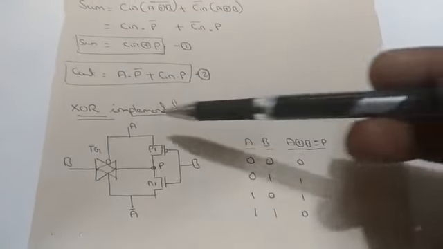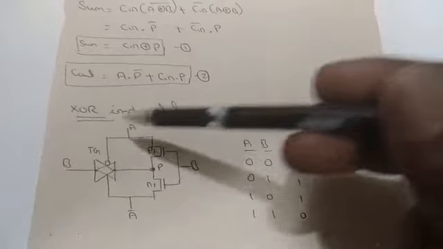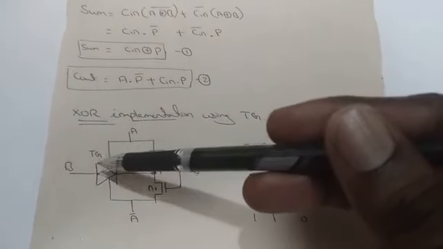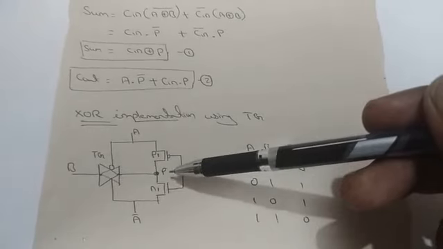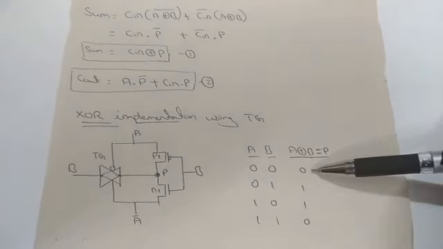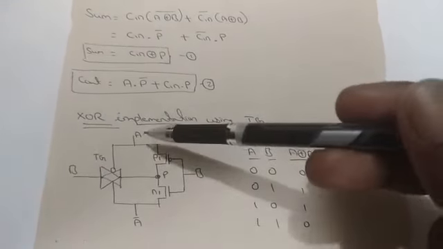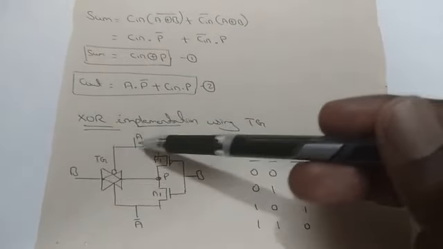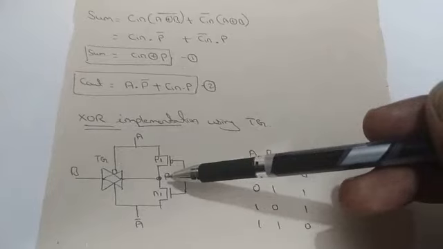If you give the input A equal to 0 and B equal to 0: if A is equal to 0, this transmission gate is on. So the output we get here is the B value, which is 0. So we are getting 0. When A is equal to 0 and B is 1, the output is B, so we are getting 1.